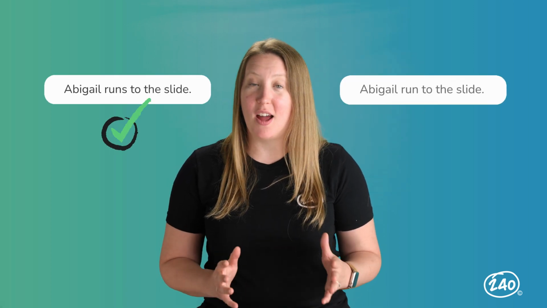English. Here you'll need to know about subject-verb agreement. Present tense verbs should match their subjects in number. Singular subjects use one form of the verb, while plural subjects use another. Abigail runs to the slide. Correct. Abigail run to the slide. Incorrect. Mike and Kelly run the after-school club. Correct. Mike and Kelly runs the after-school club. Incorrect.